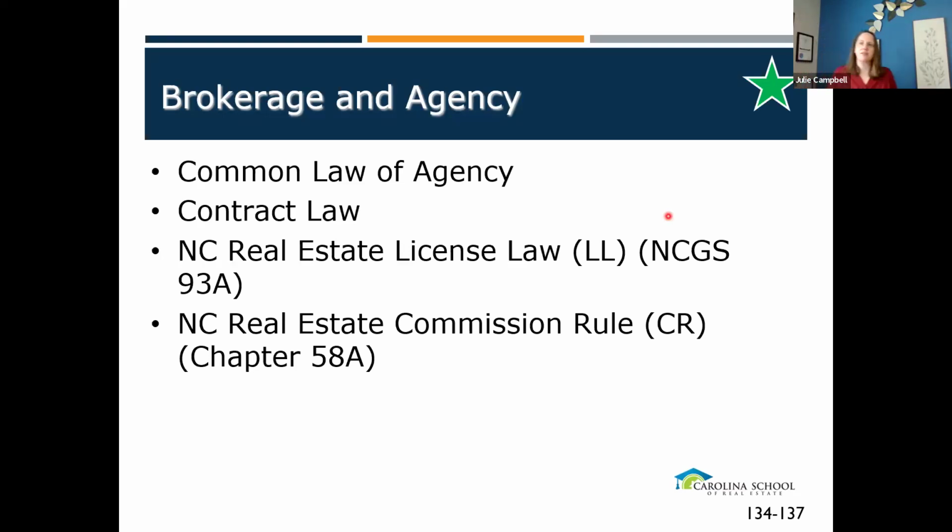And then the North Carolina Real Estate Commission also has the ability to create their own rule, and that's what's referred to as commission rule, which is Chapter 58A. Somewhere between now and the next week or so, I'm going to take you out to the commission's website. We're going to introduce you to a few things out there, and specifically, I'm going to show you guys where you can access license law and commission rule. Because at some point in your career, once you get your license, you may find yourself asking, what does the Real Estate Commission say about this? And the answer to that question will be found in license law and commission rule.